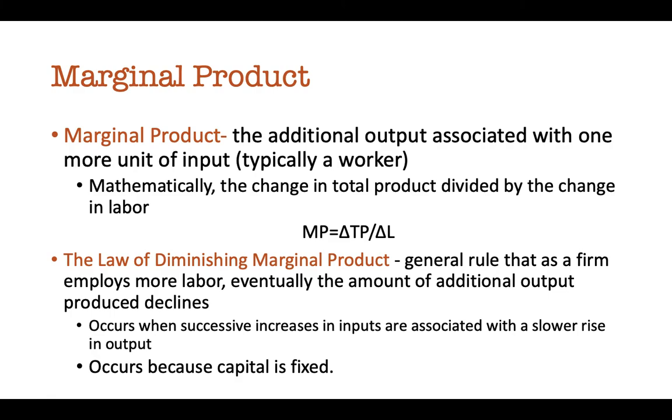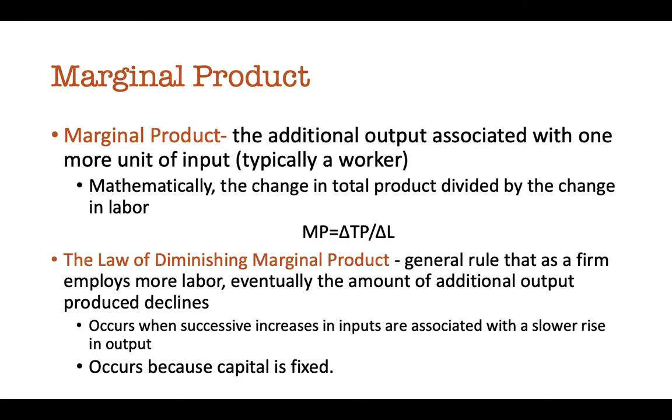So when we talk about labor, which represents mostly our variable inputs in the production process, we have this idea called marginal product. You've heard this term marginal before, back in topic 1.1 and in topic 1.3. Marginal means additional. So marginal product is the additional production that we associate with one more unit of input. Typically, we talk about the marginal product of labor. What it means is how much extra output do I get when I hire one more worker?